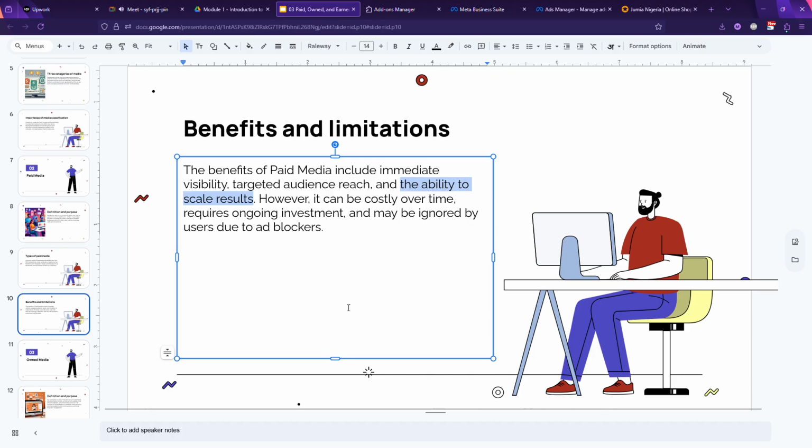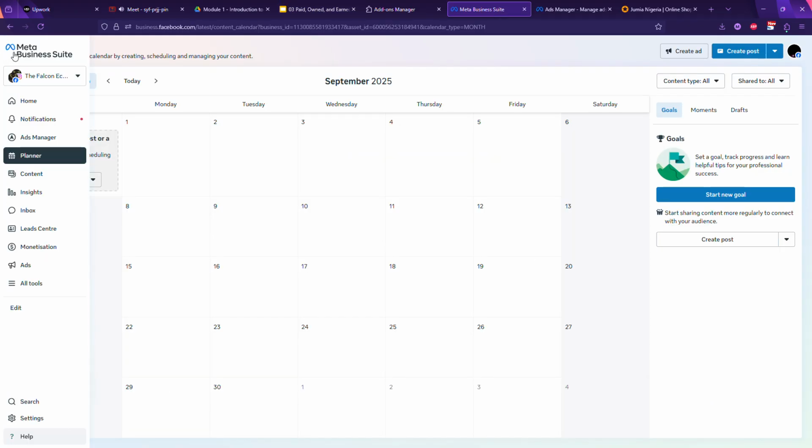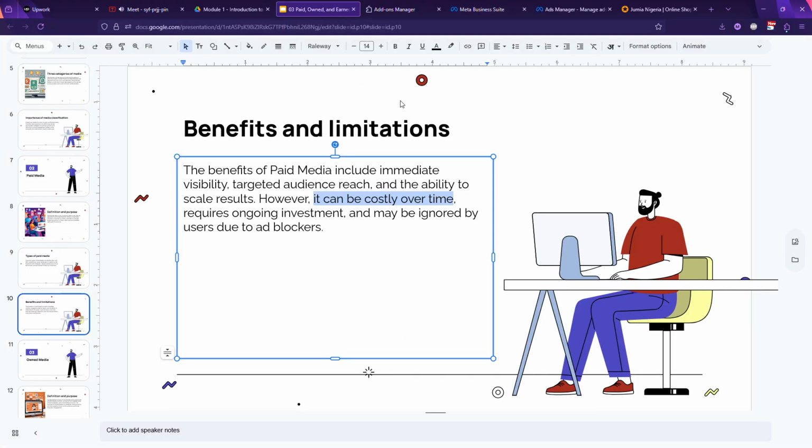However, it can be costly over time and requires ongoing investment, because this is paid media, so it involves money. It goes on a daily budget and a pay-per-click model. So every time people click, the amount of money you pay adds up. We fund the account, and say if we are doing the ad on Meta, because Meta is the name of the company that runs Facebook and Instagram, Meta will deduct the money directly from the fund that we have.